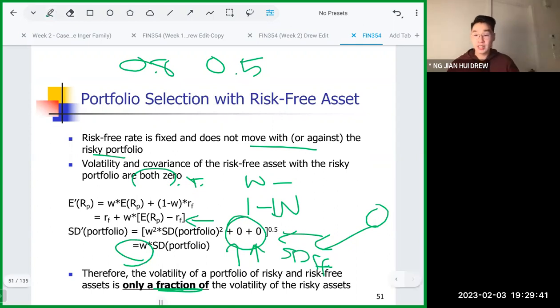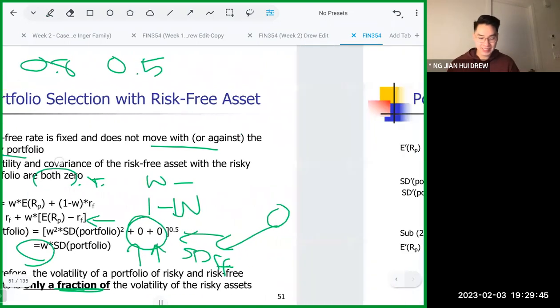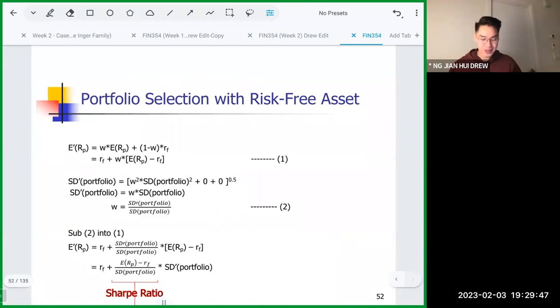Yeah, so it's only a fraction, which is the beauty of this construction of portfolios, which is why you learn portfolio, all right? Okay, so we are going to use a bit of algebra to manipulate. Don't worry, these are just arithmetic. You will never be tested on like, oh, I want you to prove this Sharpe ratio, how you prove it. You'll never be tested on that, but you just need to understand the concepts, okay?